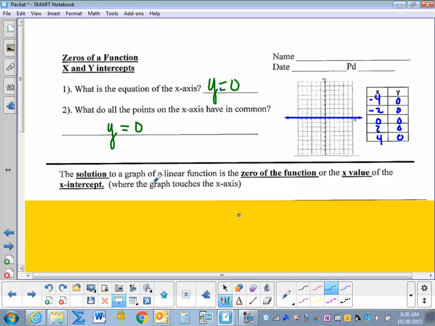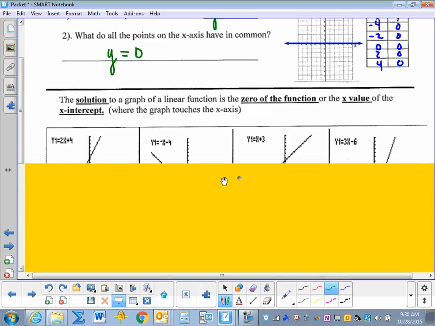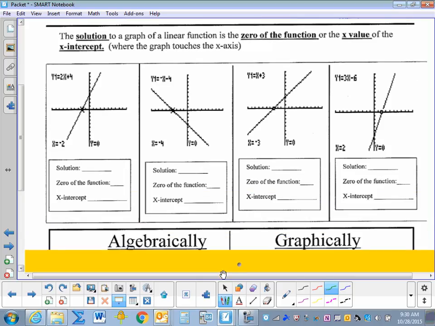The solution to a graph of a linear function is the zero of the function, or the x value of the x-intercept, where the graph touches the x-axis. So here in this first example, we have the graph y equals 2x plus 4. To determine the solution, the zero of the function, or the x-intercept, we look at where it intersects the x-axis, and it intersects it at -2. So we can call it the solution, a zero of the function, or the x-intercept.